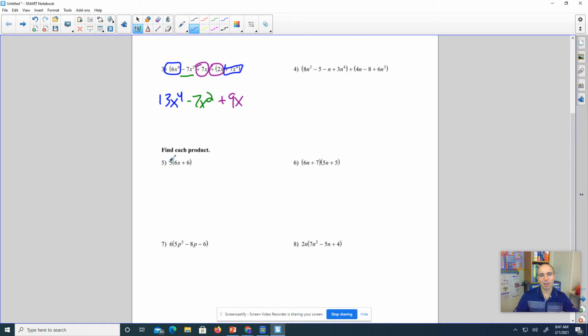Now, all you're doing here is you're really just multiplying 5 by both of those terms. So 30x plus 30. And the reason people make mistakes in this typically is they forget to distribute through to the second term. Right. Number 6 is a little different than some of the other ones. You're going to FOIL, right? So anyway, I'm not going to do that for you because you guys have to do something in order to get credit for this assignment.